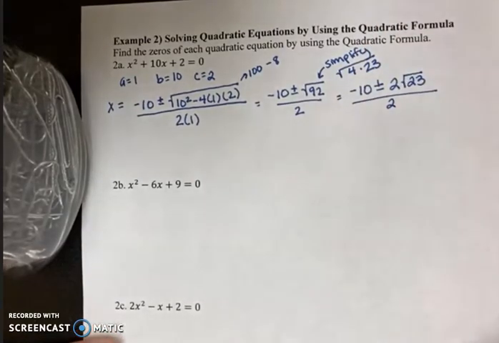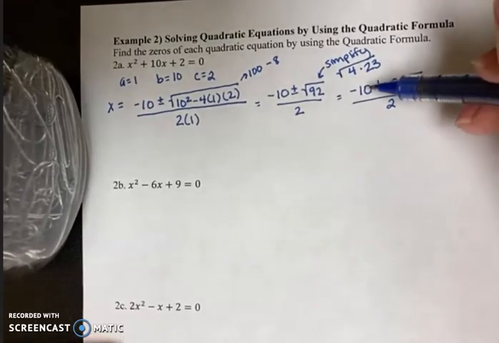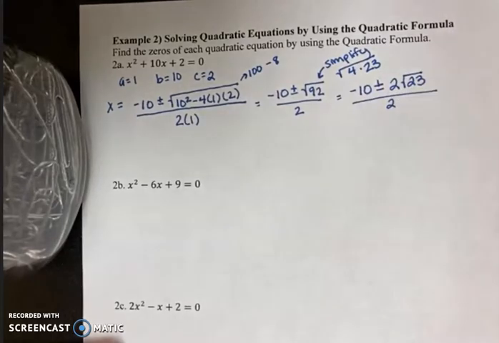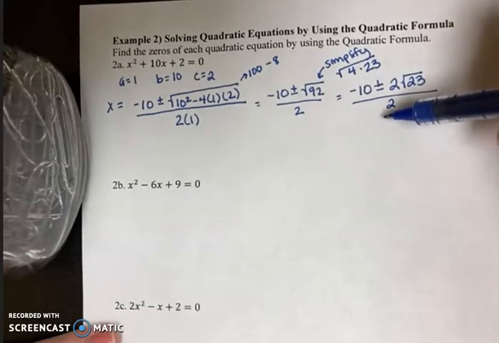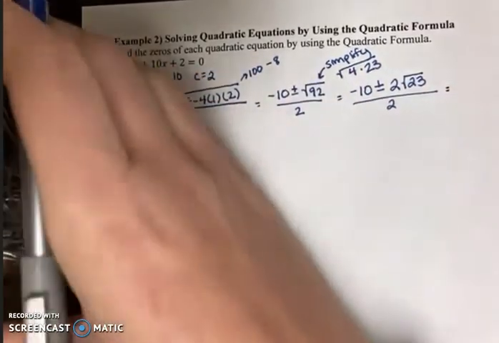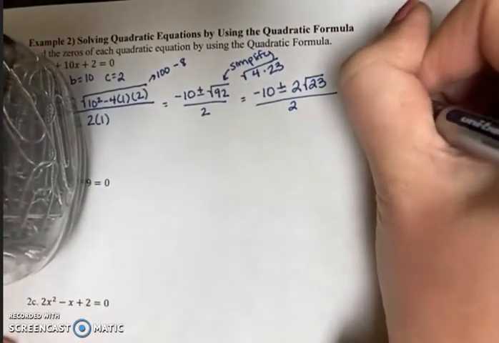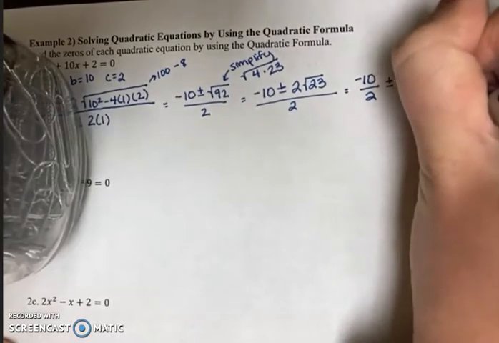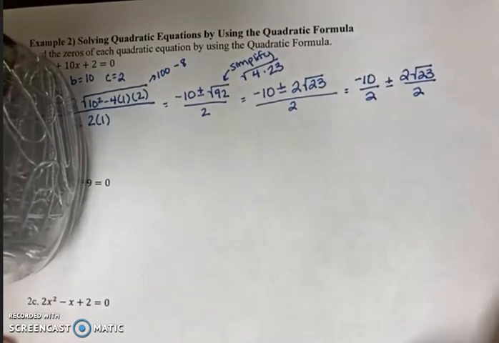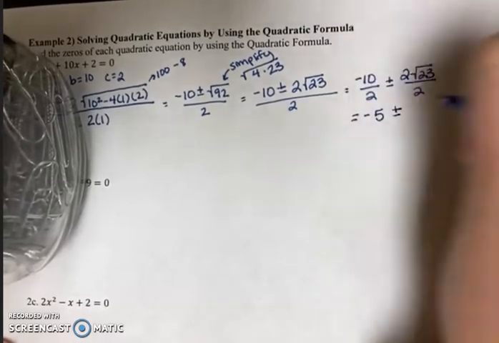I'm not done yet. I need to see if I can simplify any further. We've already simplified the radical, but now I want you to notice that we have 10 over 2 and 2 over 2. So if I break this apart, it's really negative 10 being divided by 2 and 2 root 23 over 2. I'm going to scooch it over here real quick for you. So I really have negative 10 over 2 plus or minus 2 root 23 over 2. Negative 10 over 2, that's a negative 5, plus or minus.